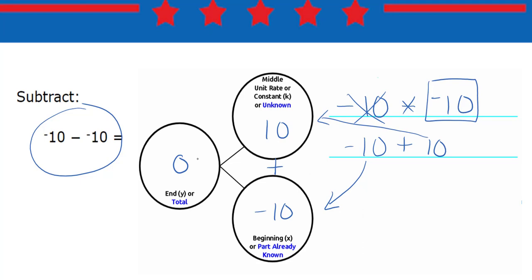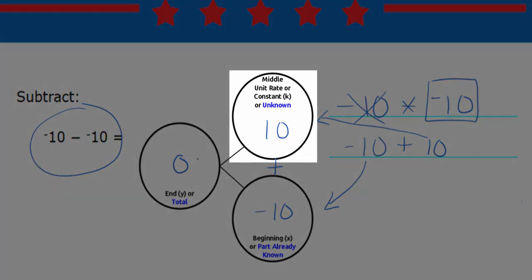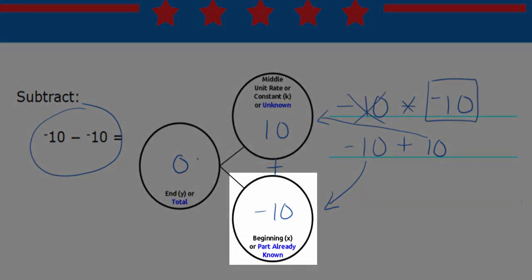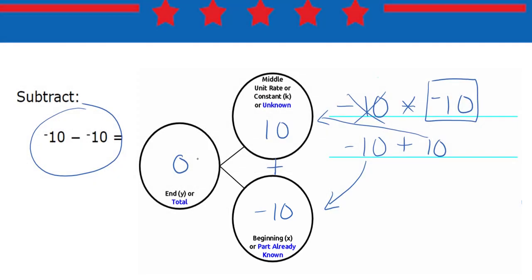You can model this with blocks, and they can see that a positive will cancel out a negative, and that everything lines up. When you compare 10 red blocks to 10 green blocks, there's nothing left over. Everything cancels out.